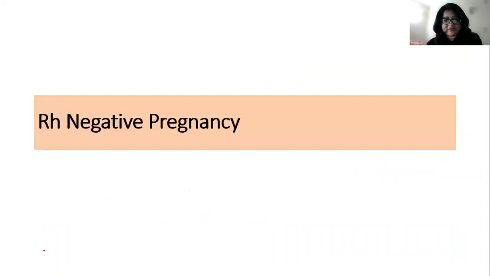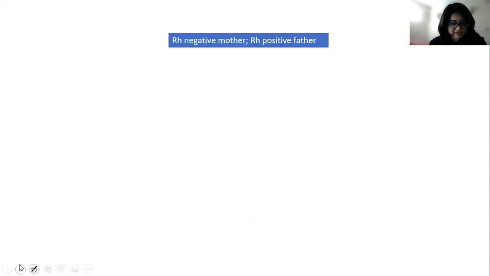Okay, so RH negative pregnancy. I have an entire lecture on RH negative pregnancy, so I'll briefly tell you about it in the form of a flow chart. The scenario is we have an RH negative mother and an RH positive father. This is the scenario which leads to an RH negative pregnancy.